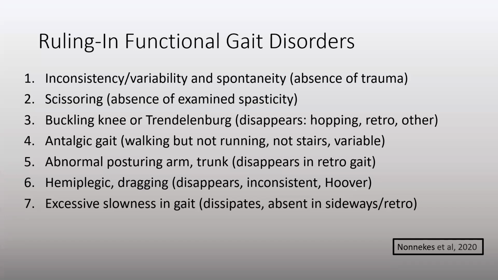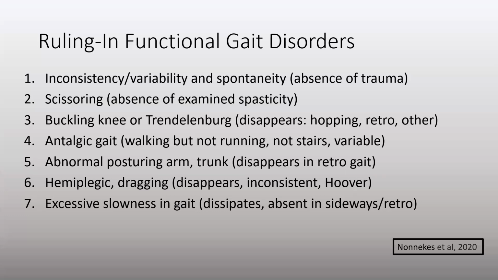Number 1, when we see inconsistency, variability, and/or spontaneity in the individual's presentation during ambulation in absence of trauma. Number 2, when we see scissoring, but the clinical examination shows no reason or rationale why, no spasticity, normal reflex testing, and may even disappear in backwards walking. Watch for a theme there.